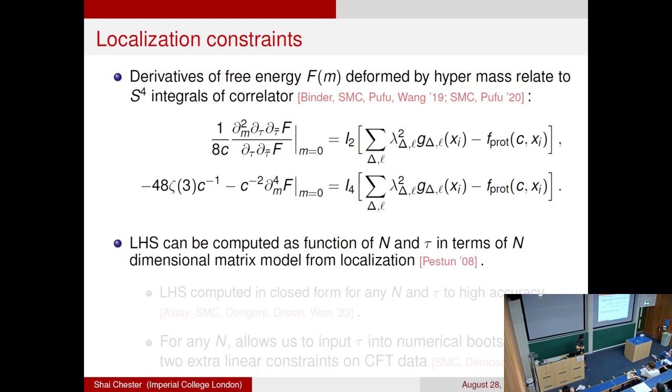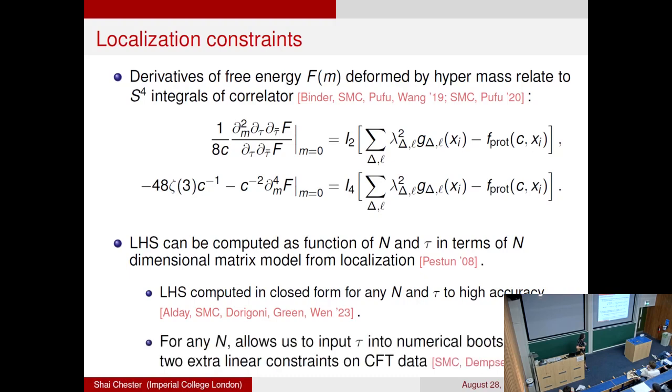So the power of this relation is that the left-hand side can be computed exactly as a function of tau using supersymmetric localization, because this partition function can be written as an n-dimensional matrix model integral. And in fact, over the years, we figured out how to compute this n-dimensional matrix model integral essentially exactly. So for the first constraint, the full exact formula is known, worked out by Michael Green, Daniel Deragoni, and Congkao Wen. But even for this other more complicated one, we basically have an approximation to arbitrary accuracy for any value of n and for any value of tau.